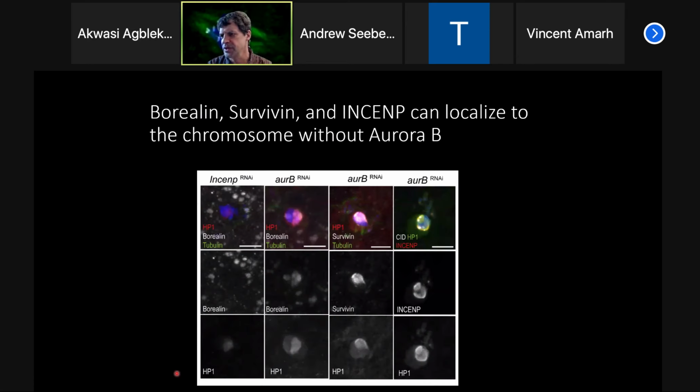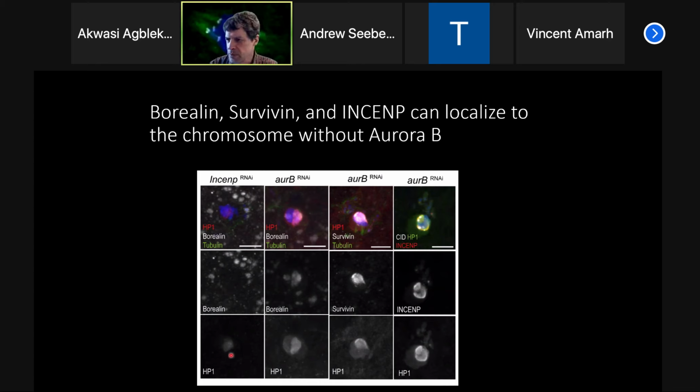Now, to help us understand this, we took advantage of another observation. And that observation was that when we knock out the kinase, so we knock out Aurora B, you see something kind of interesting: the rest of the subunits still localize to the chromosomes. So if we knock out INCENP, we get no spindle, but other subunits of the CPC, such as borealin, the targeting subunit, also don't localize.